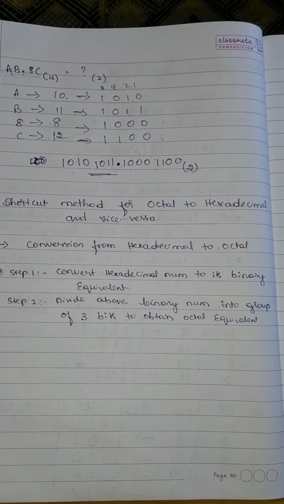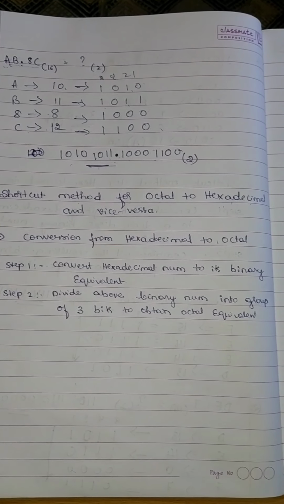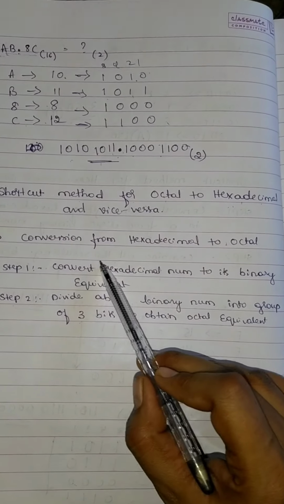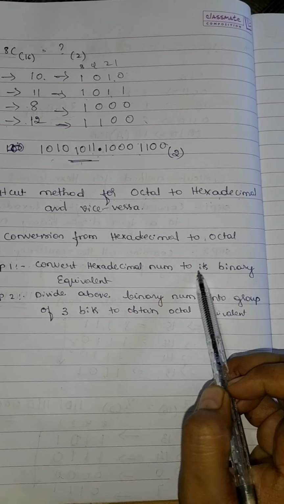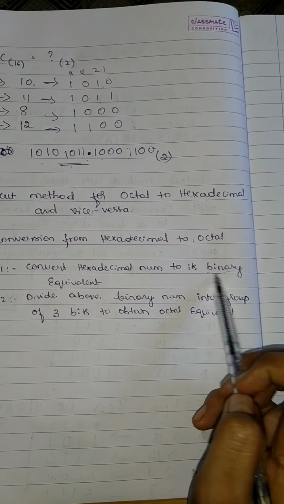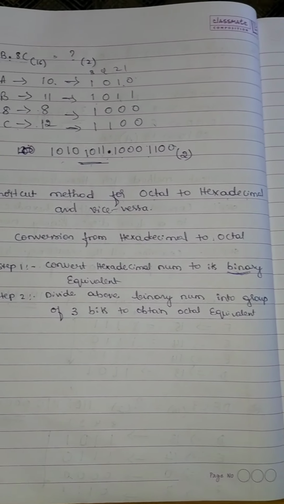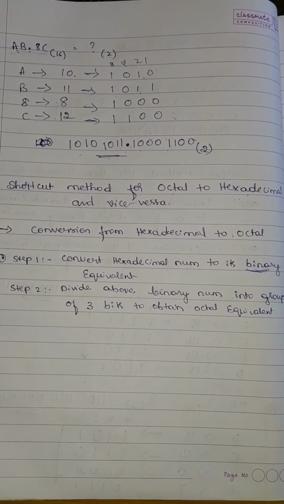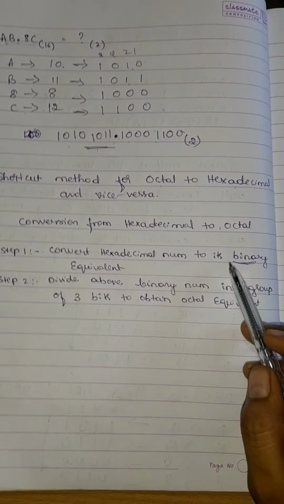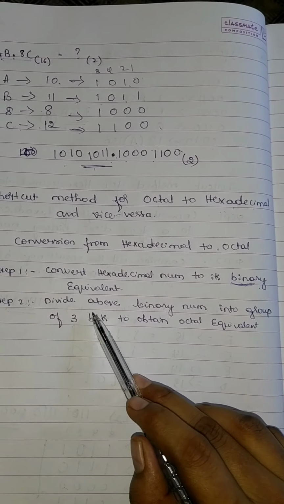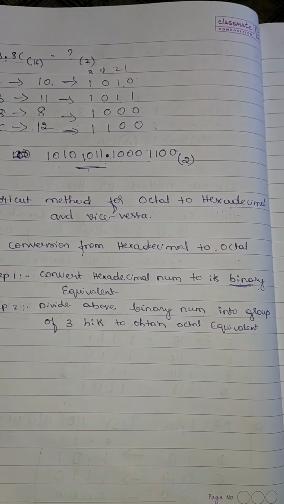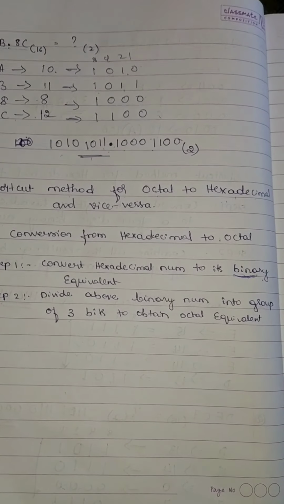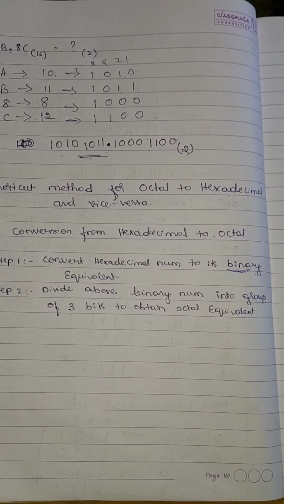In order to convert any hexadecimal value into octal, we need to follow two steps. In the first step, we need to convert the hexadecimal number into its equivalent binary. Whatever value is given in hexadecimal needs to be converted into its binary equivalent. Then we need to divide the obtained binary number into groups of 3 bits. That will give us the octal equivalent. Now we'll see an example.